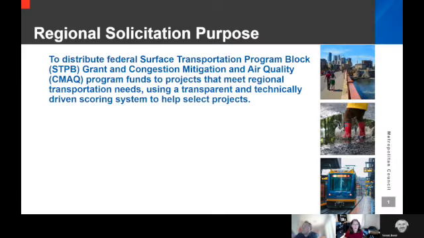The purpose of the regional solicitation is to distribute Federal Transportation Program Block STPG grant funds and congestion mitigation air quality, which we also call CMAQ program funds, to projects that meet regional transportation needs using a transparent and technically driven scoring system to help select projects. The current regional solicitation is a result of a reevaluation and overhaul that occurred prior to the 2014 regional solicitation.